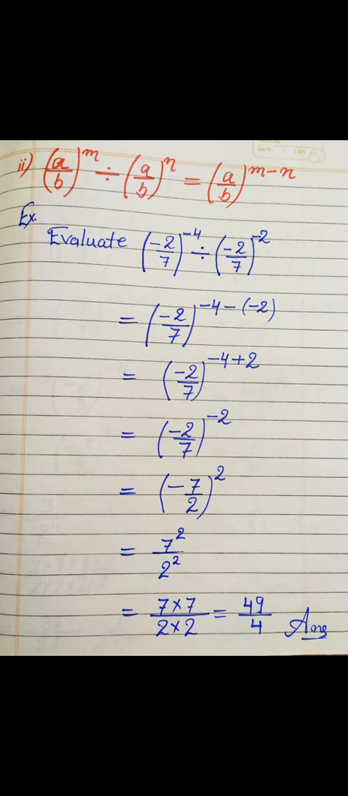So how can we remove this negative power? By taking the reciprocal of the base. So this -2 upon 7 will become -7 upon 2, and the power will become positive. So it will be (-7/2) to the whole power 2, which can be written as 7 to the power 2 and 2 to the power 2. There is no need to write the minus sign because the power is even. Now we will expand this and multiply. We will get 49 upon 4.